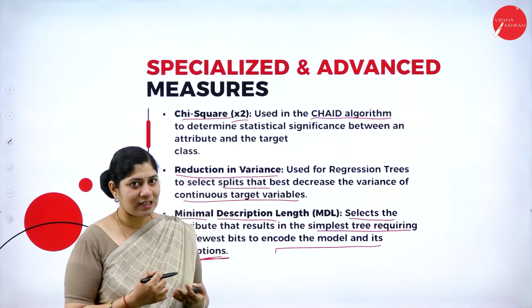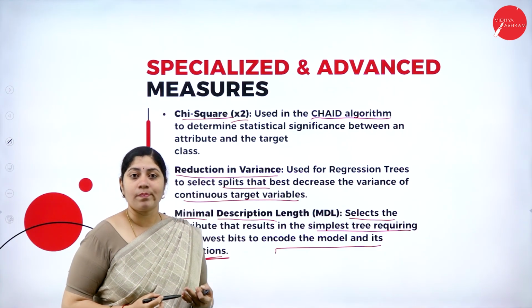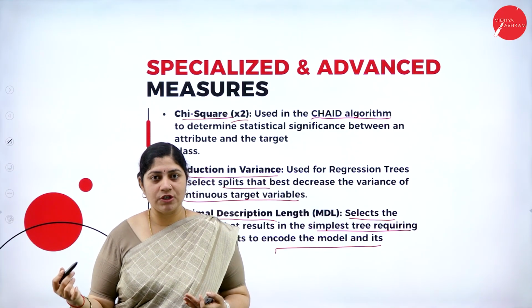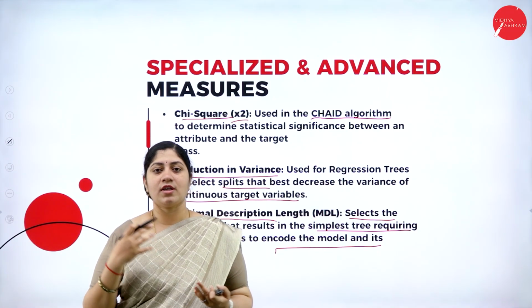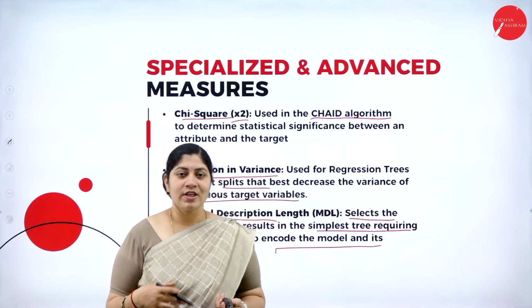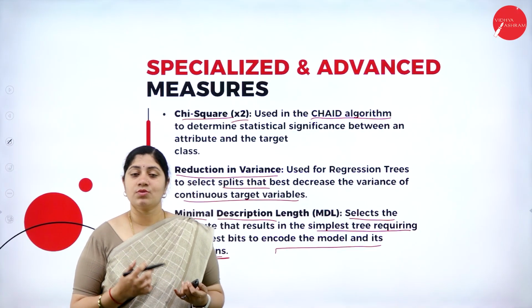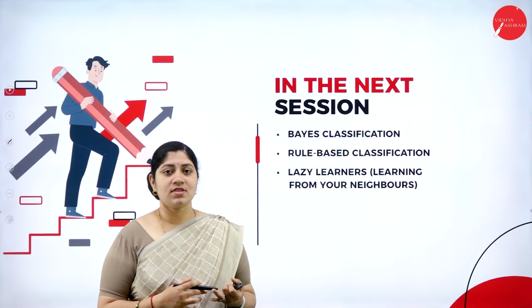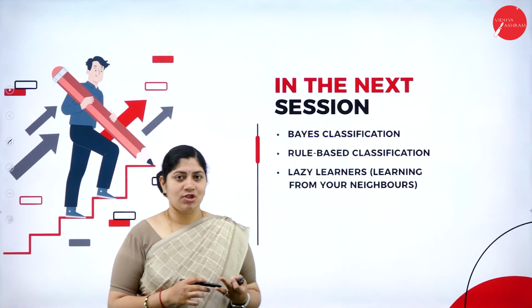But as the name itself says, these are the complex or advanced measures which require more information with respect to data as well as the algorithms. So this is all about two of the topics. The first one we have discussed is decision tree, and the second one is the attribute selection measures.